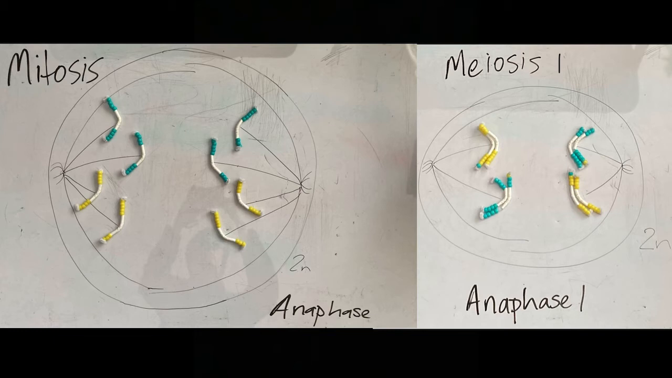In meiosis 1, in anaphase 1, the tetrad is pulled apart when the kinetochore microtubules shorten. So the sister chromatids remain together, but the homologous chromosomes are pulled apart to separate poles of the cell. So then one chromosome containing both maternal and paternal genetic material, due to the crossing over in prophase, is pulled to each side of the cell.